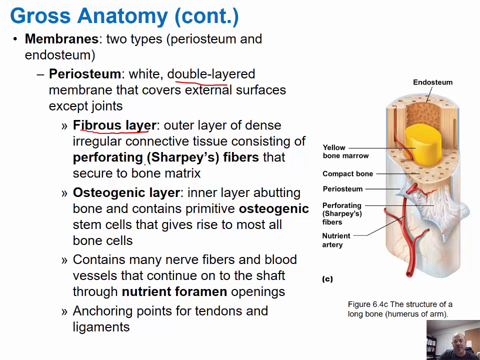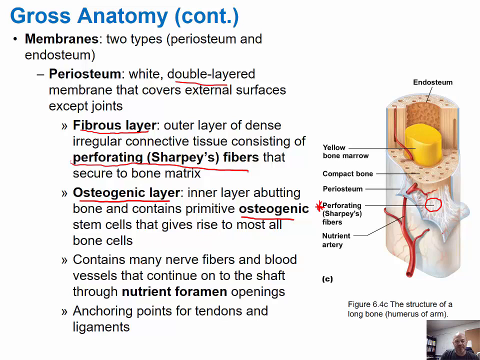If we pull it away, like you see in the diagram here, you'll see that the periosteum itself is connected to the bone matrix by perforating fibers, also called Sharpey's fibers. I'm going to indicate that on the diagram. You can see the perforating fibers that go into the bone. The innermost layer is called the osteogenic layer, and it contains osteogenic stem cells. These cells give rise to all the cells that help develop, maintain, and break down bone and so on.